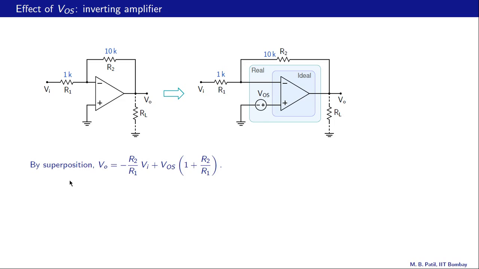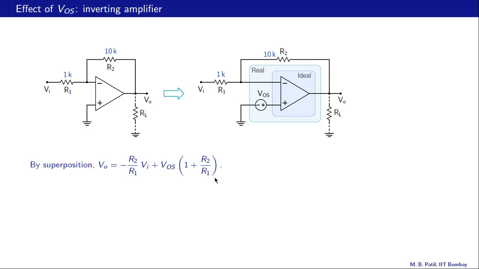So by superposition we get two contributions. This first contribution is when VOS is 0 and VI is kept as it is, and that is simply our good old inverting amplifier with a gain of minus R2 by R1. So that is the first term.